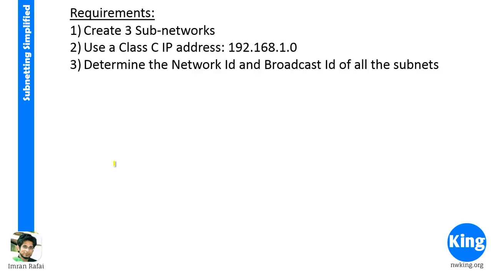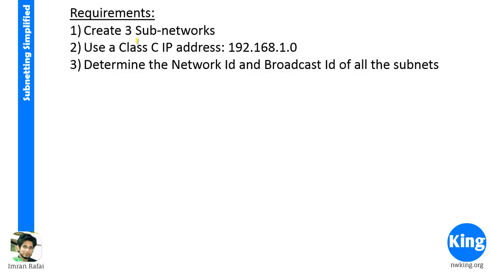Alright, let's get into some problems. We will try to understand subnetting a little more. We have a requirement. It says create 3 subnetworks. Use a class C IP address of 192.168.1.0. And it says determine the network ID and broadcast ID of all the subnets. First, can we break a network into 3? No, we can either break it into 2 or break it into 4. It's always in multiples of 2.